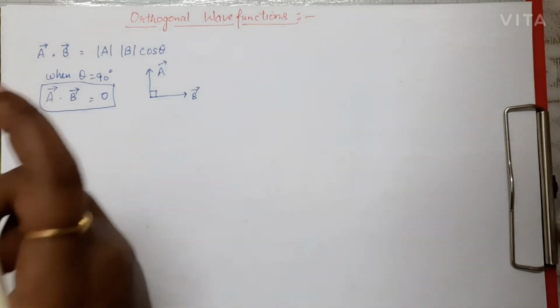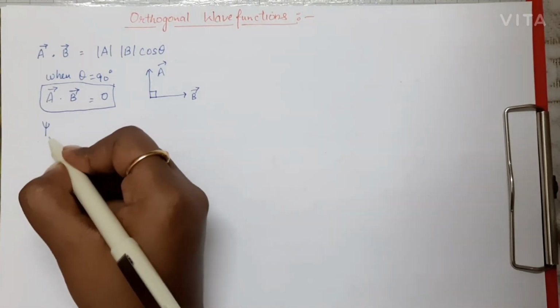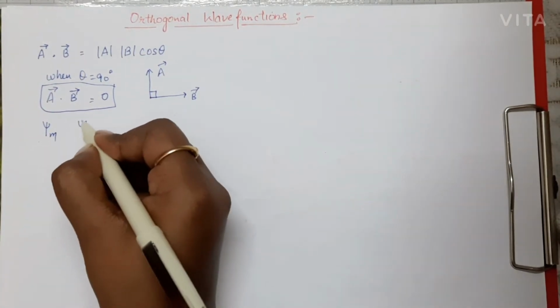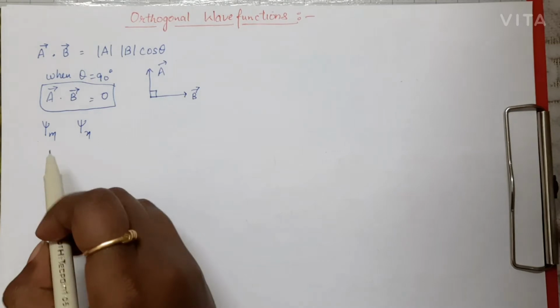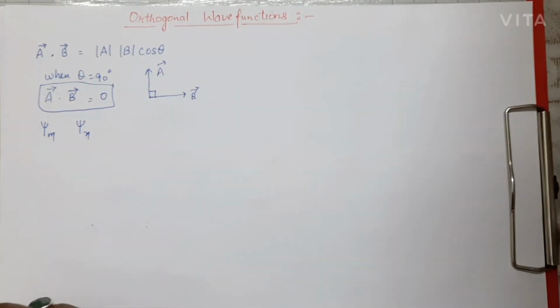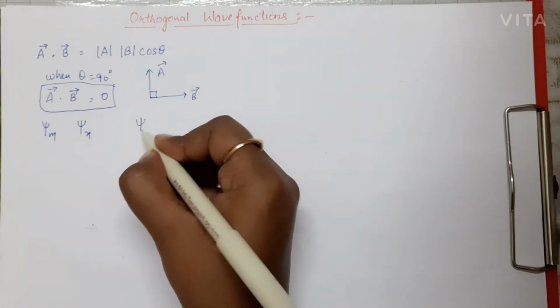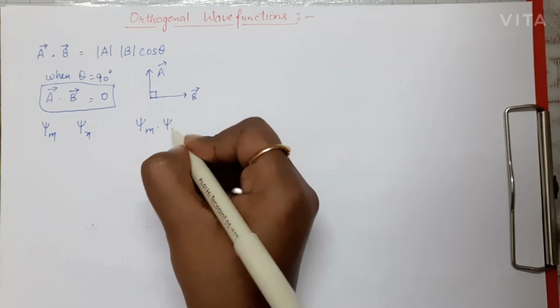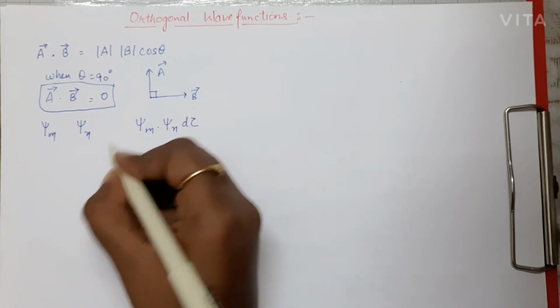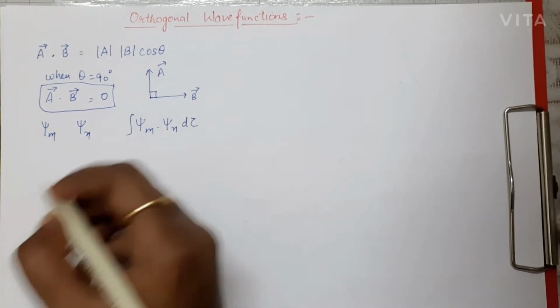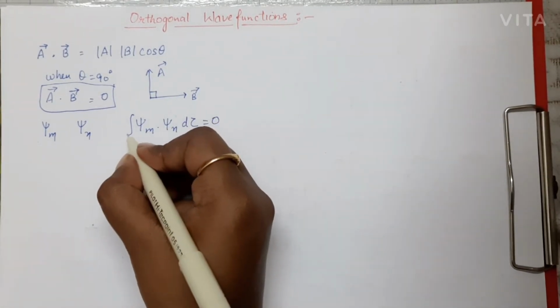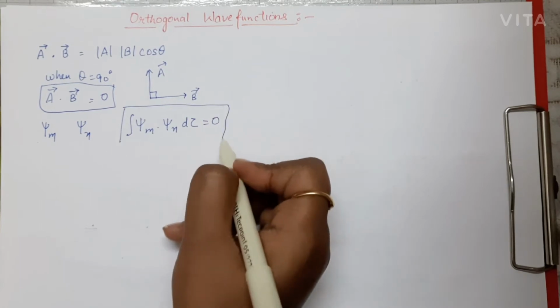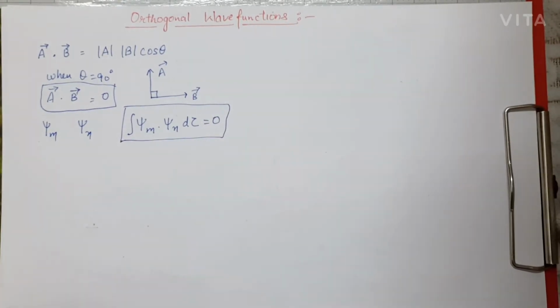Similarly, if we are discussing two wave functions, suppose those two wave functions are psi m and psi n. If we want to find the condition for orthogonality of these two wave functions, the integration of psi m into psi n d tau is going to be equal to 0, okay? So this will be the condition for orthogonality in the case of wave functions.